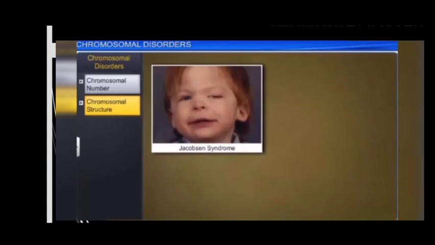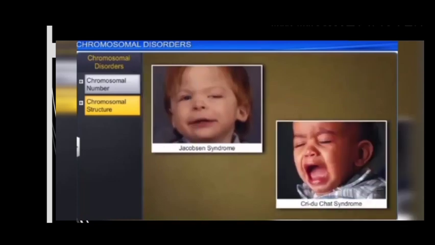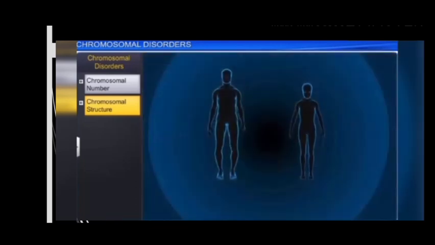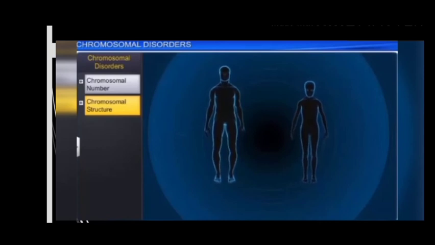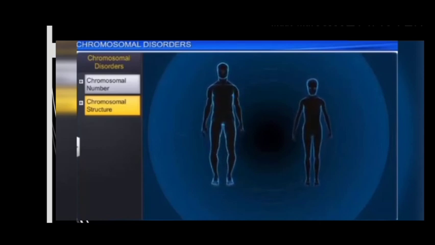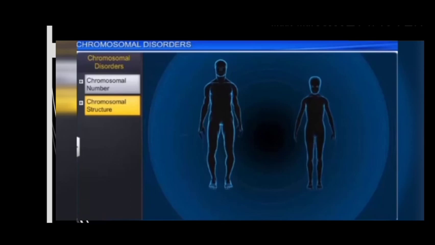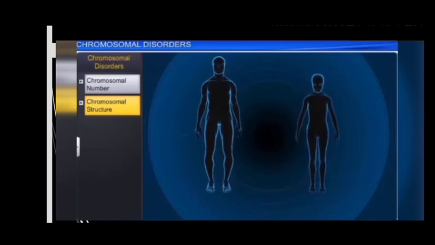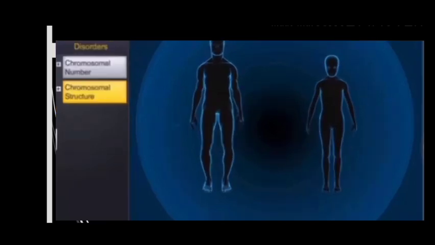Jacobson's syndrome and Cri-du-chat syndrome are some disorders caused due to changes in chromosomal structure. Therefore, chromosomes hold the genetic key to all the functions of our body, and any change in the number and structure of chromosomes can lead to chromosomal disorders.